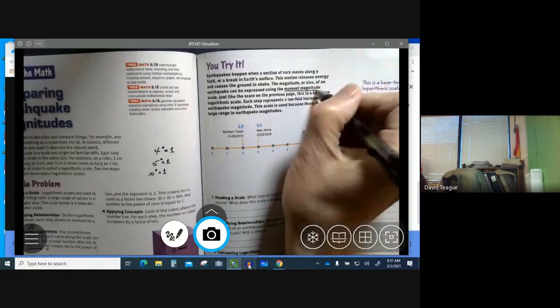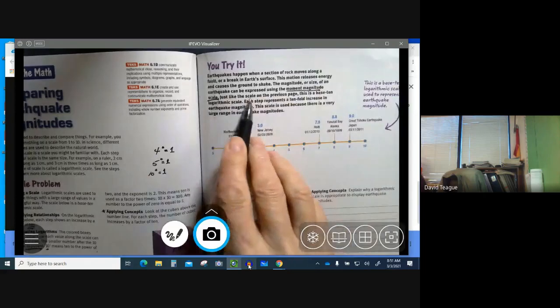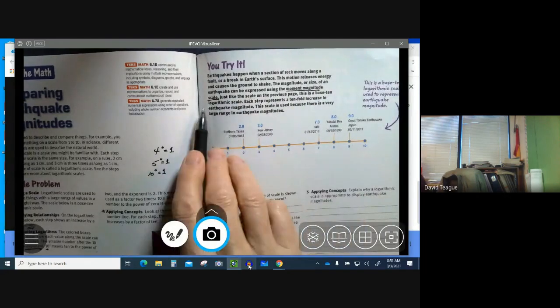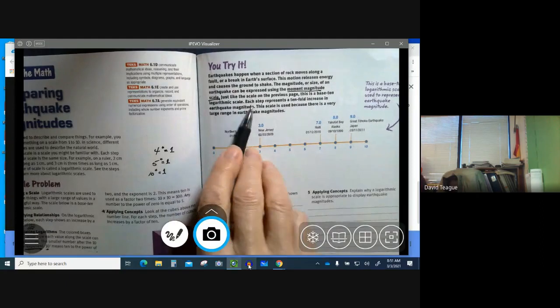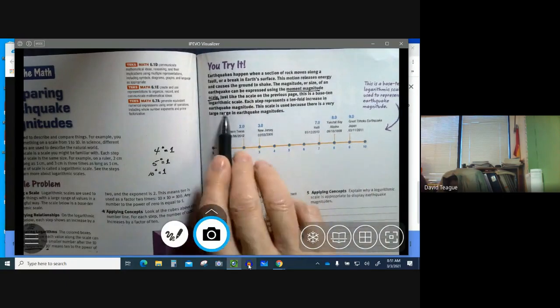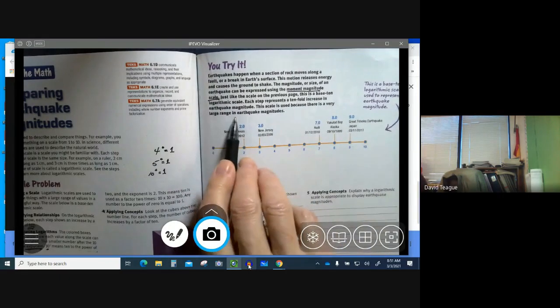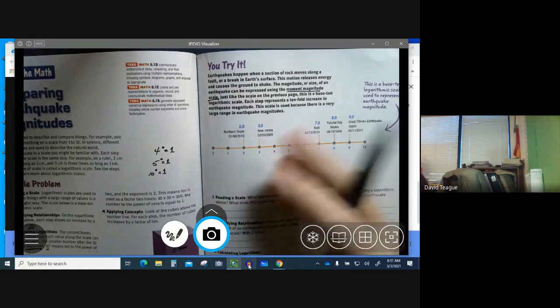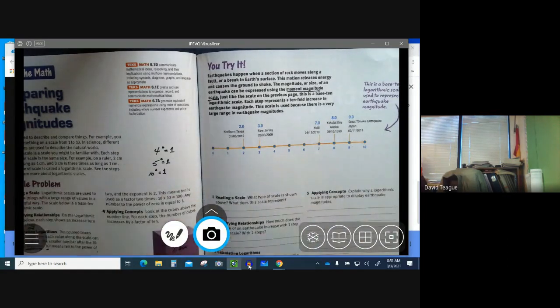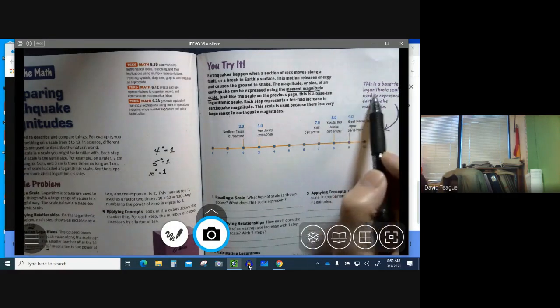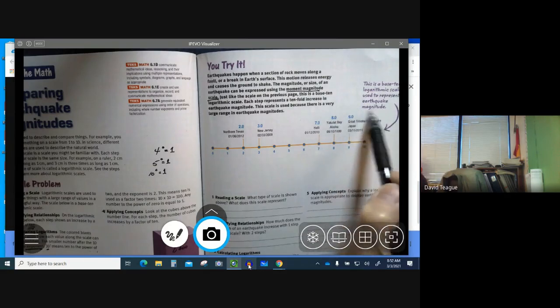Moment magnitude scale. Just like the scale on the previous page, this is a base 10 logarithmic scale. Each step represents a 10-fold increase in earthquake magnitude. This scale is used because there is a very large range in earthquake magnitude. So you're using this because there's such a huge difference between all earthquakes, and you want to capture that, right? You don't want to get these really crazy numbers. Okay, so this is a base 10 logarithmic scale used to represent earthquake magnitude.